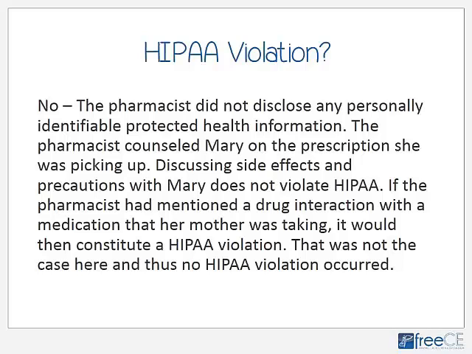Well, no, the pharmacist did not disclose any personally identifiable protected health information about Mary's mother. The pharmacist counseled Mary only on the prescription that she was picking up. Discussing side effects and precautions with Mary does not violate HIPAA. If the pharmacist had mentioned a drug interaction with a medication that her mother was taking, it would then constitute a HIPAA violation. That was not the case here, and so no HIPAA violation occurred.